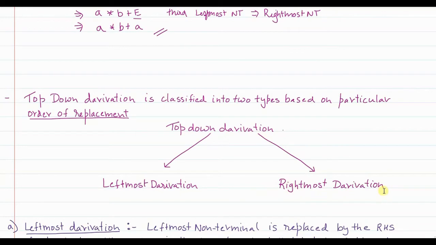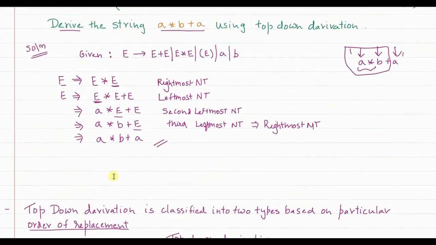Rightmost derivation is the opposite. That means you start replacing the rightmost non-terminal, then the next rightmost, then the next rightmost, and go on doing that till you reach the leftmost side. So either you can do the derivation only in the leftmost manner or only in the rightmost manner. What I have done here is in a mixed order, just to show you. So now we will define it in a better way.